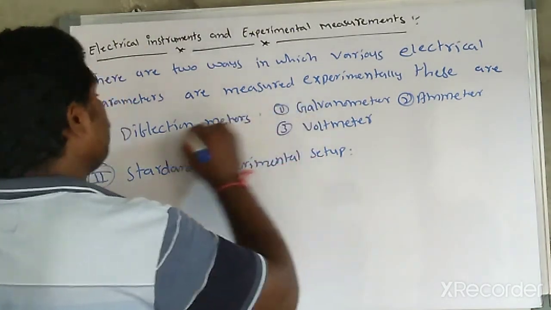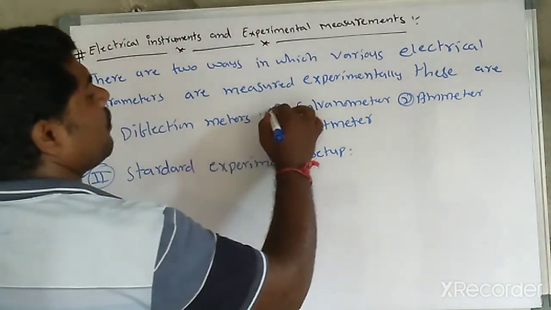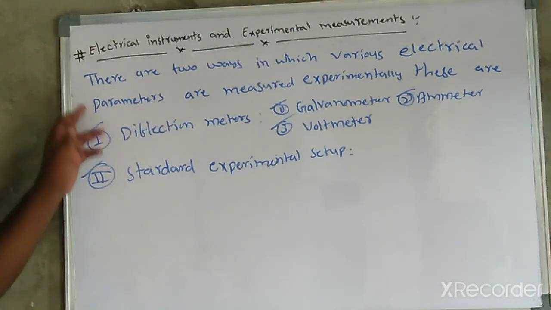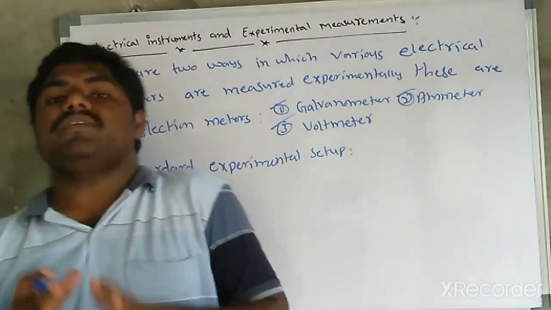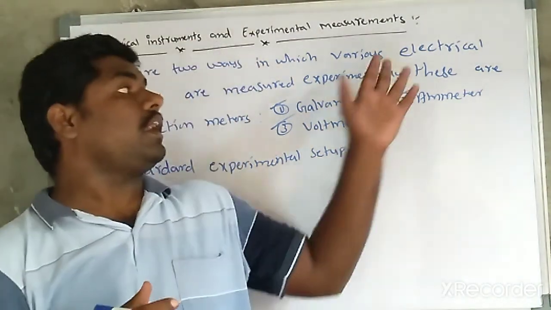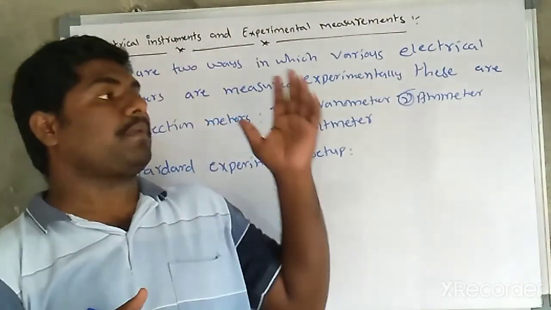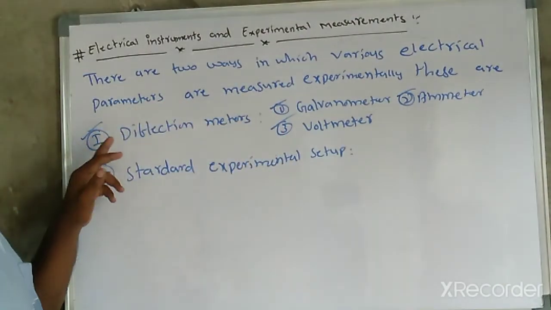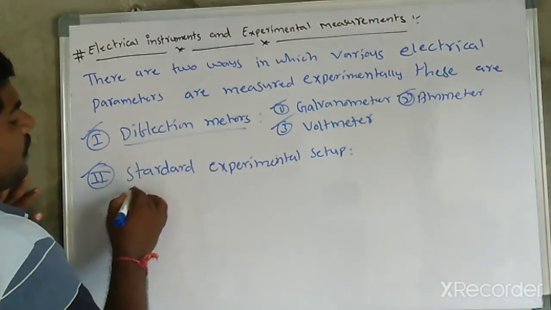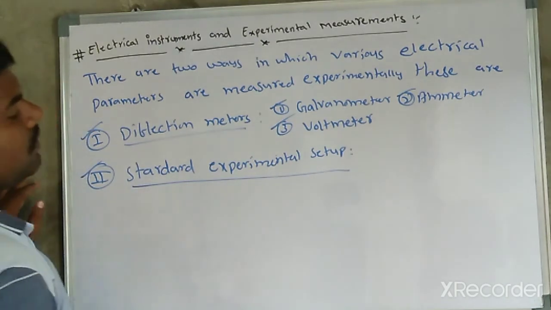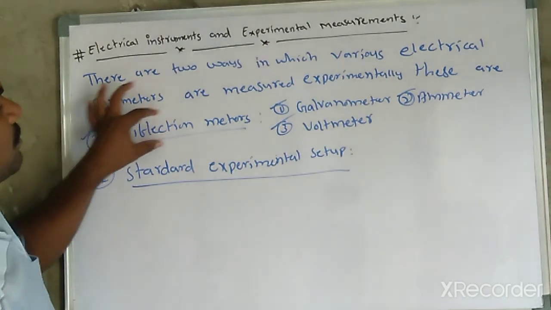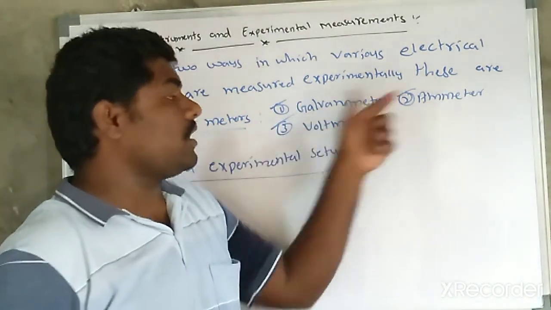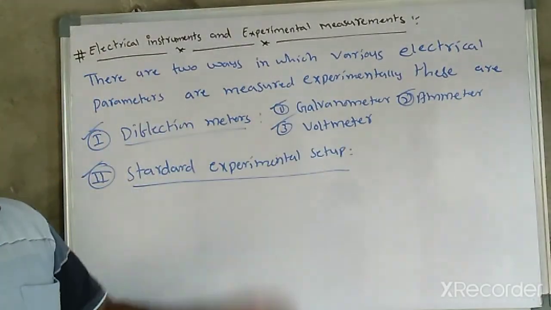These two are very important. One by one we are going to discuss. So these are two ways in which various electrical parameters are measured experimentally. These are deflection meters and the standard experimental setup. These deflection meters are again of three types: one is a galvanometer, another is the ammeter, and another is a voltmeter. One by one we are going to discuss.